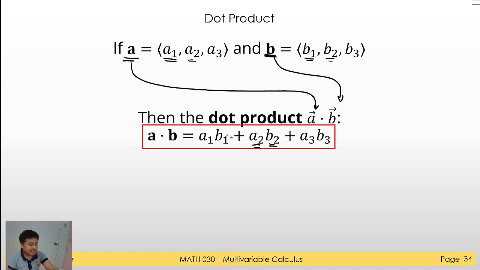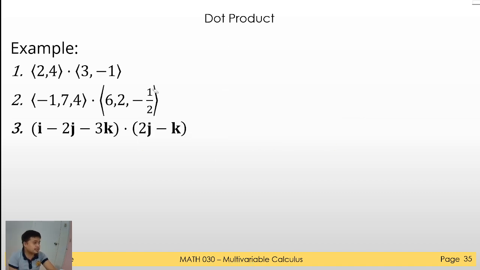So let's say we have two given vectors. How do we find its dot product? So for number one here, we have 2 times 3. That will be equal to 6. And then we have 4 times -1. So this will be just plus -4, or we just write here -4. So this will be 6 minus 4. That will be equal to 2.